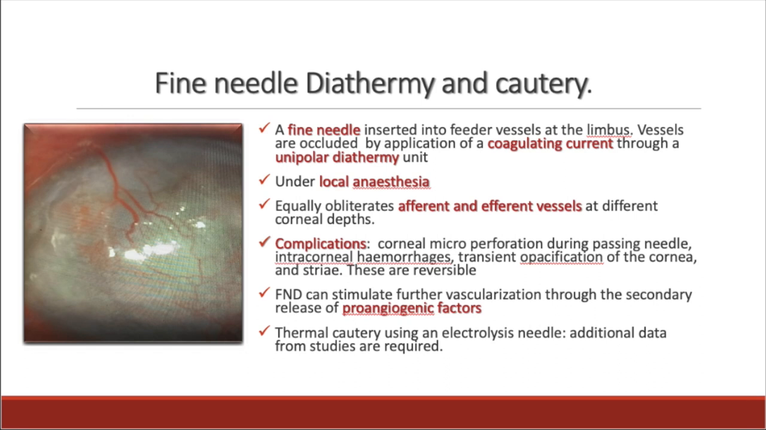There are complications such as microperforation during passing the needle, intracorneal hemorrhages, transient opacification of the cornea, and striae that occur but are reversible. FND can stimulate further vascularization through secondary release of pro-angiogenic factors. Alternate methods of thermal cautery using electrolysis needle is described, but additional data from studies are required.